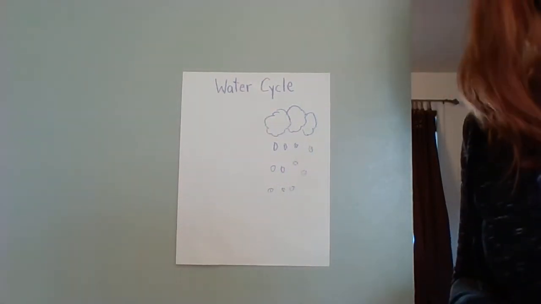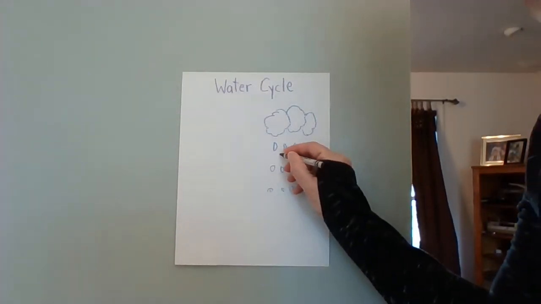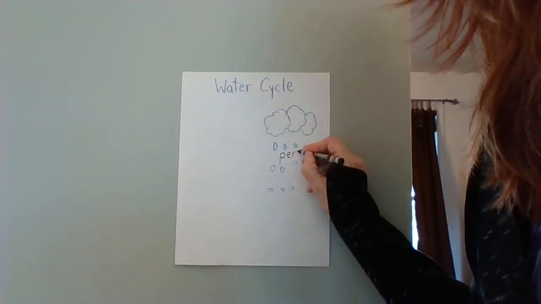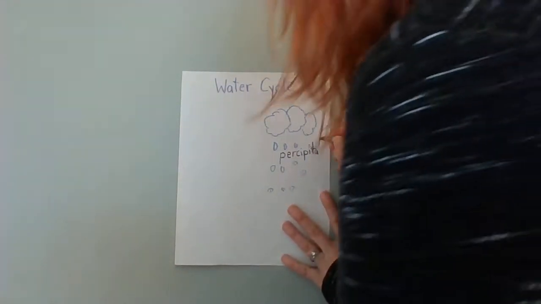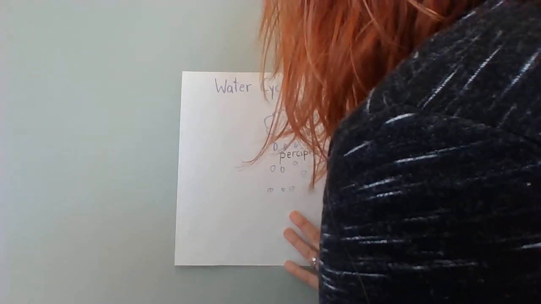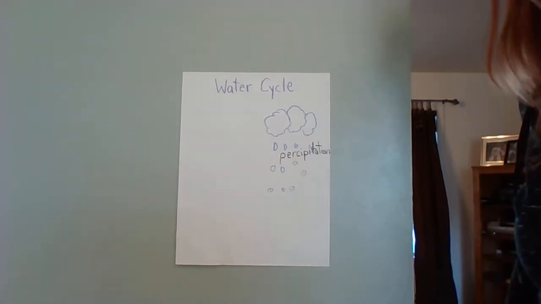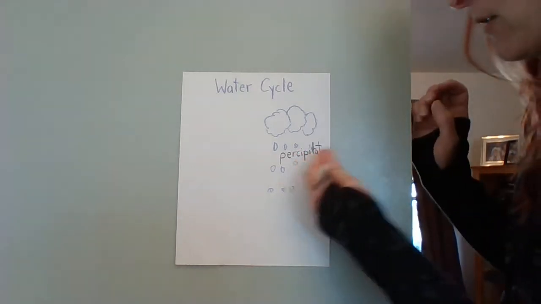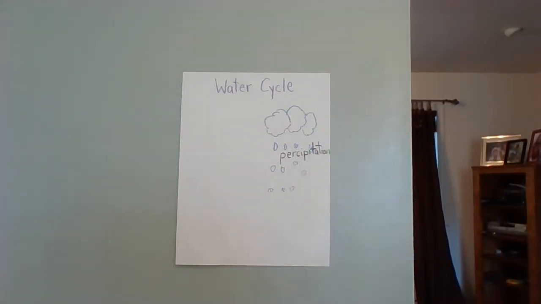And who remembers what this is called? It's called precipitation. So I'm going to write right here, precipitation. Okay, precipitation. I know I got kind of squished there. Precipitation. See if you can find a grown-up to help you with that. I'll give you a minute to go ahead and do precipitation.